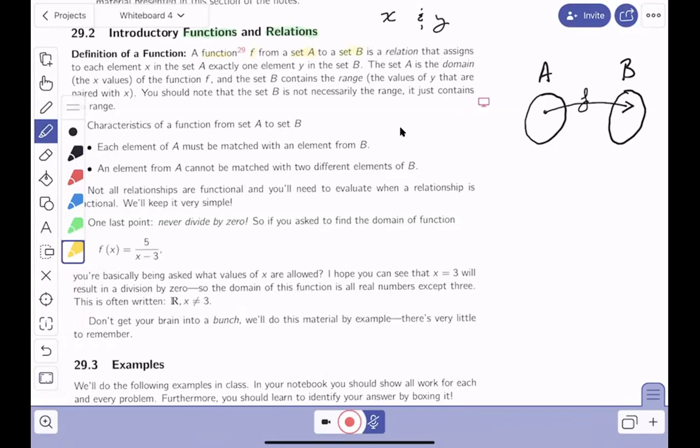Right? It says it's a relationship. Yep, there's a relationship between the two. There's a connection between the two that assigns, right, to each element X in the set A. So now I'm starting to realize they're referencing A as having an X in it. Let's go with the black ink.